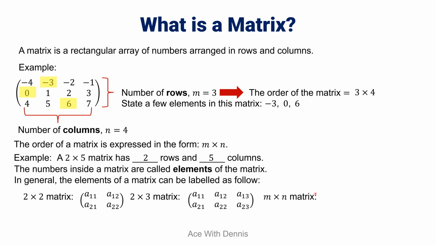Let's put it in the more generic form, an m times n matrix. When labeling the elements inside the matrix, you will start with A11, A12, and so on, to the last column, A1n. Then go to the second row, A21, A22, until the last column, A2n. Continue the same process to the last row, Am1, Am2, and so on, until the last element, Amn. This element is in the mth row and nth column.